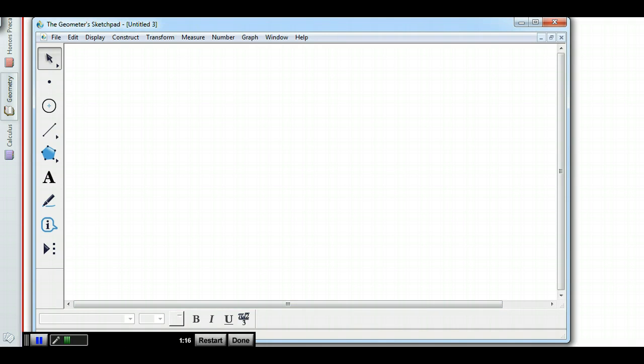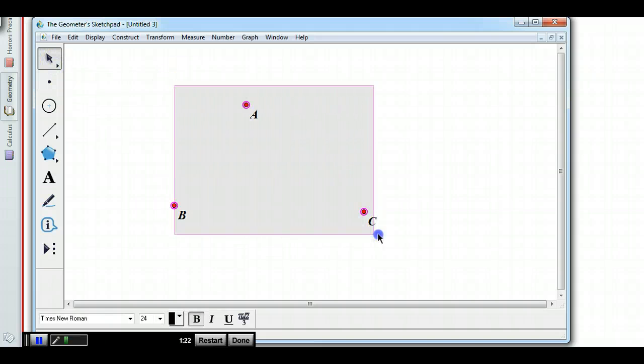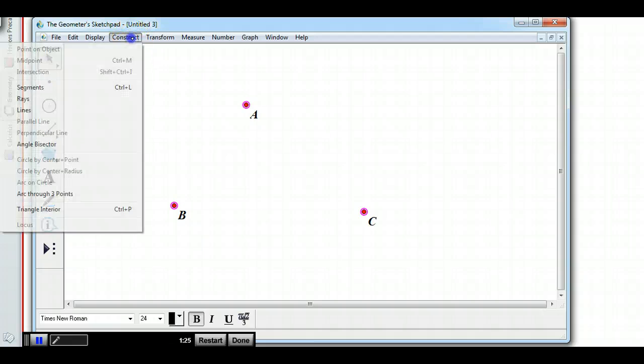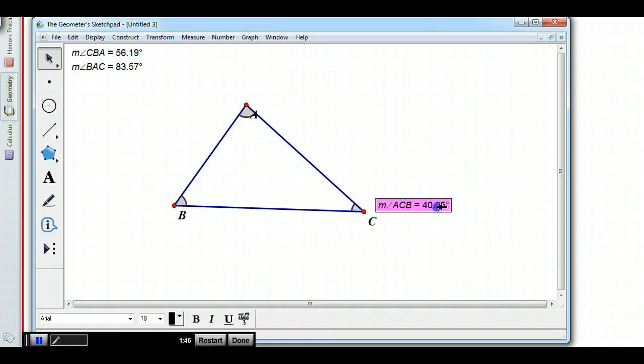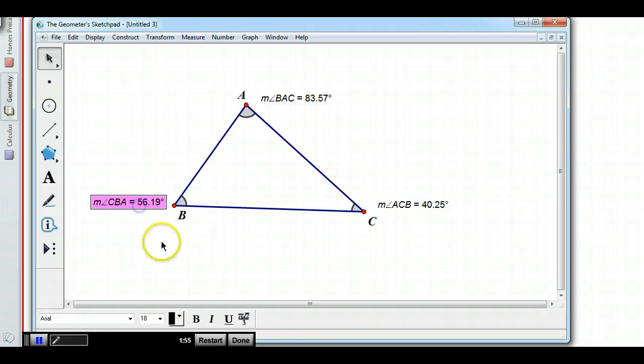Now let's take a look at a theorem. I'm going to create a random triangle here, and I'm going to measure all three angles. Okay, so here is angle ACB, angle BAC, and angle CBA. And I'm going to add up all of those angle measures.